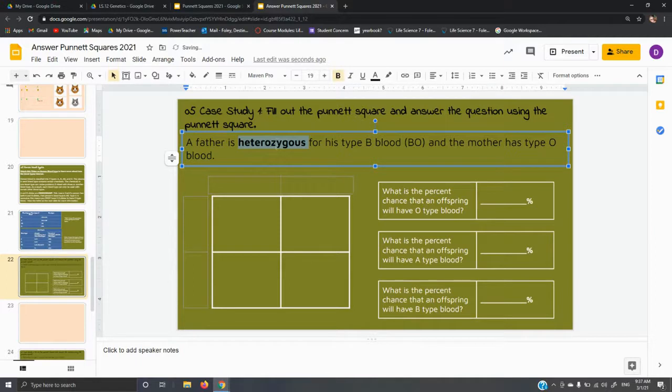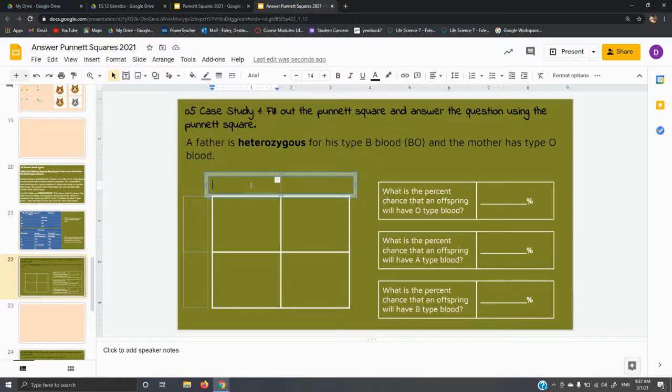A father is heterozygous for his B blood. So he's got a capital B and an O. And a mother has O type. So we're going to go ahead and take capital B here and O here. So that's going to be father, and then O. It doesn't say that the mother is heterozygous or homozygous. We don't know by reading, but we know by knowing that O blood is recessive. So we're going to put O and O.